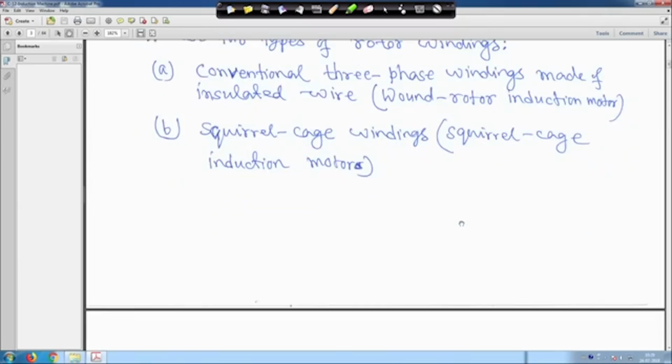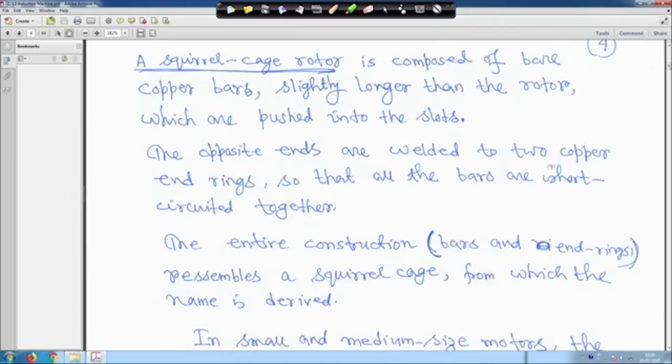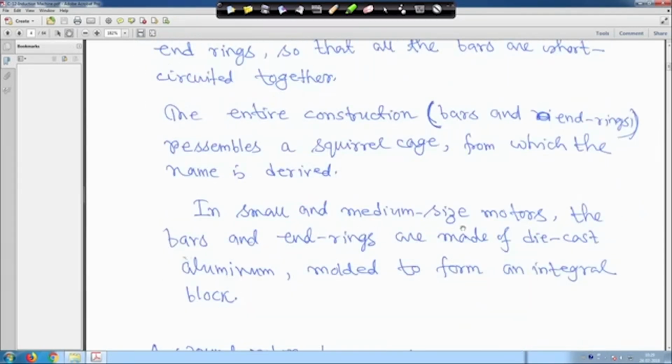It is self-starting. So, how? A squirrel cage rotor is composed of bare copper bars, as I was showing in the diagram, slightly longer than the rotor, which are pushed into the slots. I suggest you see the open machine in college, and then you will easily understand. The opposite ends are welded to two copper end rings, so that all the bars are short circuited together. The entire construction of bars and end rings resembles a squirrel cage, from which the name is derived. In small and medium size motors, the bars and end rings are made of die cast aluminum molded to form an integral block.